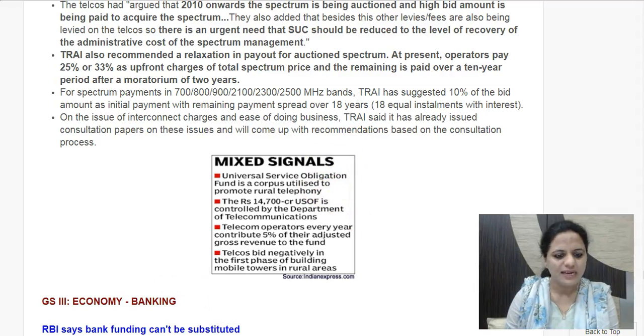This is regarding USOF, which we just discussed. This is the corpus which is utilized to promote rural telephony. Rural telecom services are being provided here. And this is the 5% levy which is imposed.